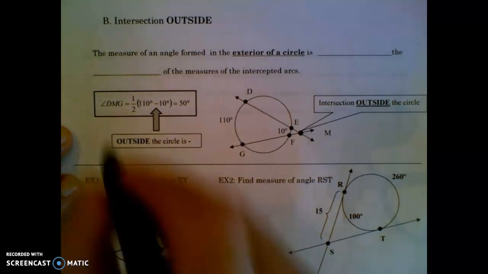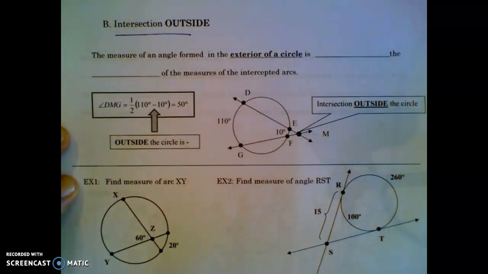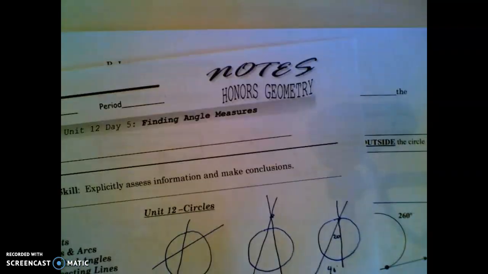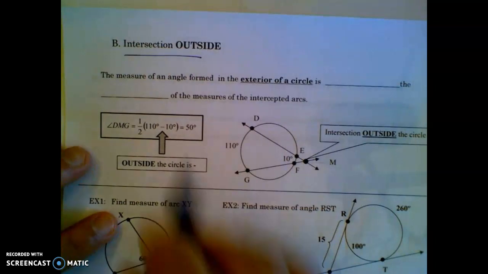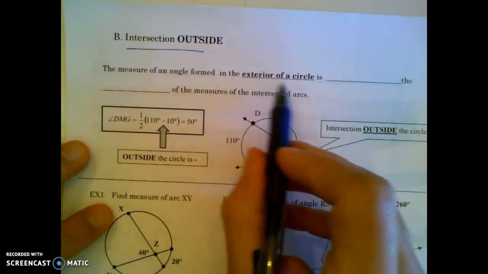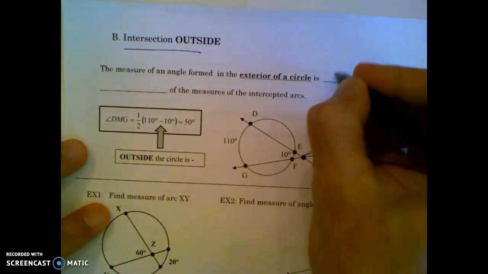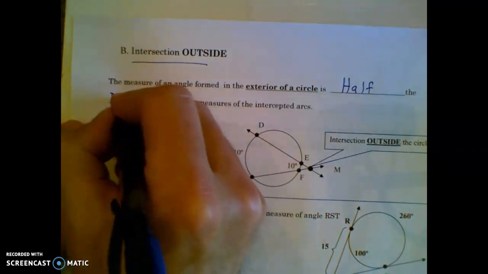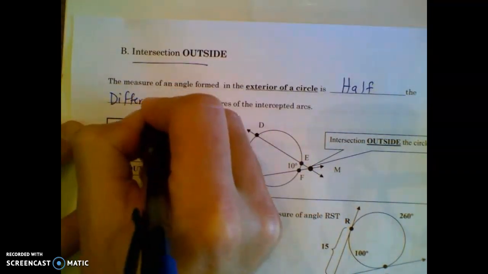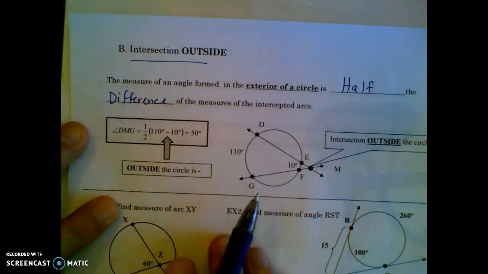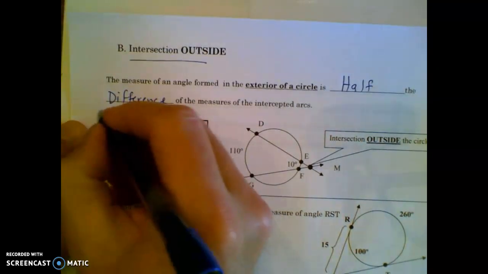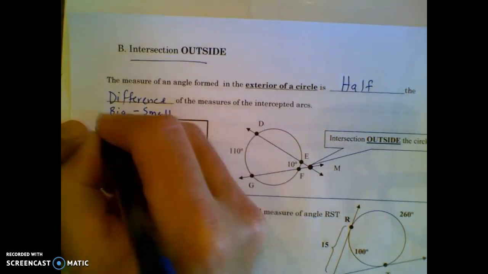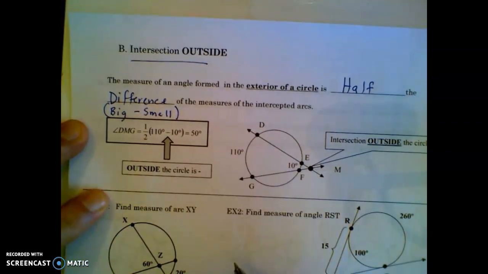And again, the intersection could be on the outside. That's the second picture that I mentioned. Again, this is where the intersection's on the outside right here. When that happens, the angle formed in the exterior of a circle is going to be half again, but now it's going to be of the difference. Now it doesn't matter which way you add things, but it does matter which way you subtract things. You always have to do the big minus the little to get that difference. So you end up with a positive number.